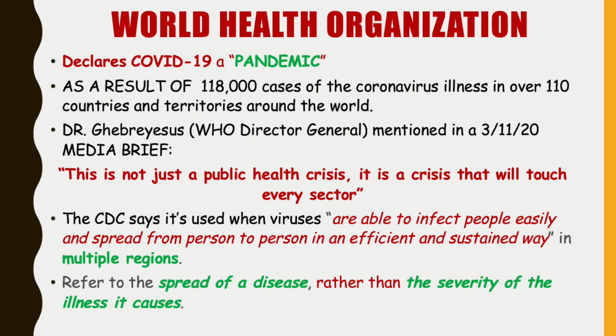As a result of 118,000 cases of the coronavirus illness in over 110 countries and territories around the world, a pandemic was labeled. As of March 11th, 2020, there are a total of 4,262 total deaths worldwide, and in the US alone, there are currently over 1,260 total cases with approximately 40 deaths. Now, the CDC says it's used when viruses are able to infect people easily and spread from person to person in an efficient and sustained way in multiple regions.